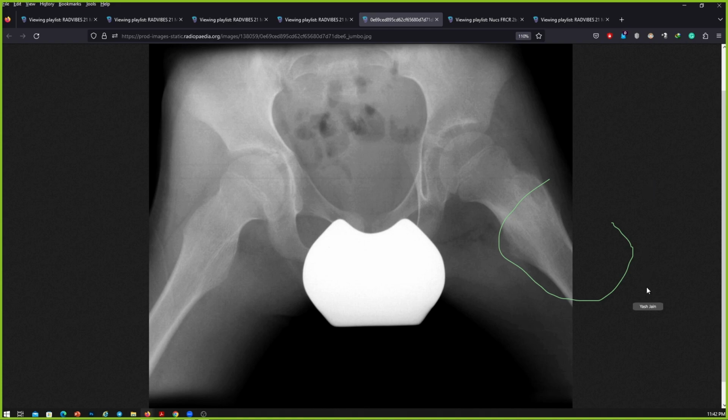So this is a non-aggressive lesion, and we'd like to further evaluate this with a CT scan to look for the nidus. And we'd like to refer this case to the orthopedic department, and if the CT scan shows the nidus, then the diagnosis will be osteoid osteoma, and the treatment will be NSAIDs. Okay, I'll show you the next set of images.